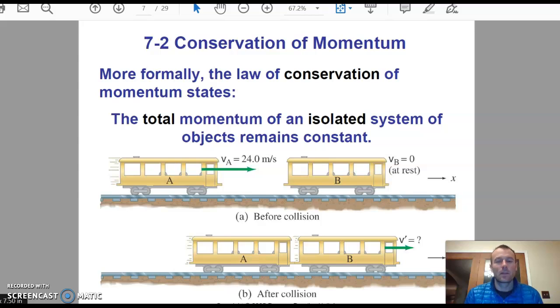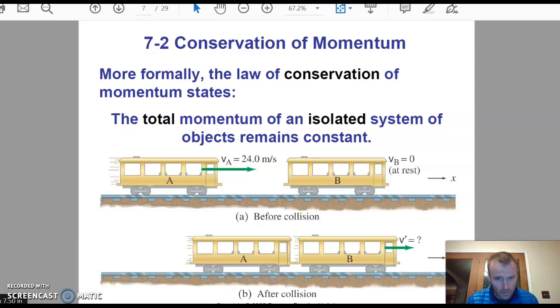And both of these train cars, we're going to say, are in this system. And so what we expect is my total initial momentum is going to be the same as my final momentum of this system. If I wanted to find the initial momentum of this system, I would take the mass of car A and multiply it by its velocity, and then take the mass of car B and multiply it by its velocity. But since car B has no velocity there, its momentum is going to be 0, but we still want to take that into account.